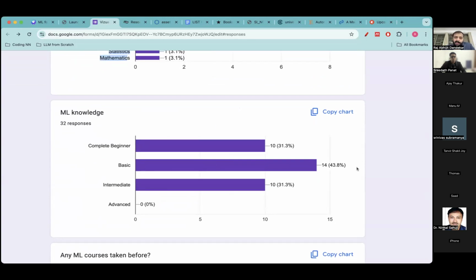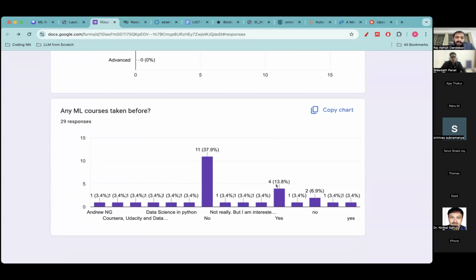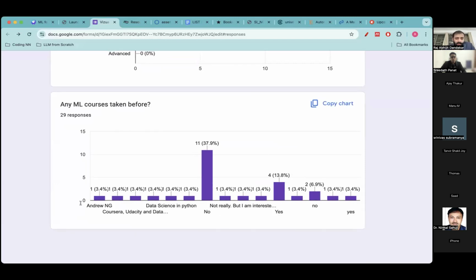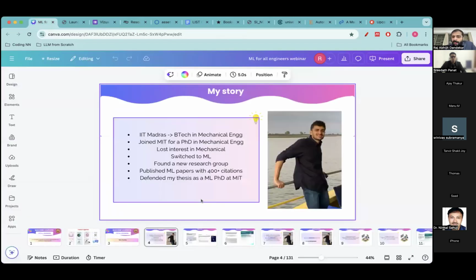Then around 30% of the people in this call are complete beginners. About 40% have a basic level, whereas around the remaining 30% have intermediate ML knowledge. And ML courses which you have taken before, I'm sure people have taken Andrew Ng's courses, Coursera, Udacity, even Udemy courses are quite popular. Okay, that's good to know the fundamental background of where all of you are coming from.